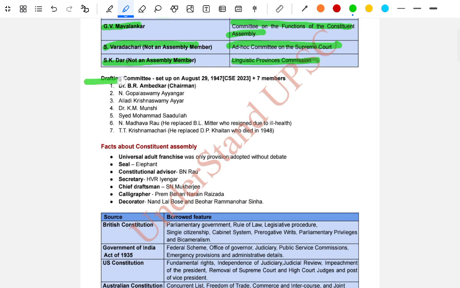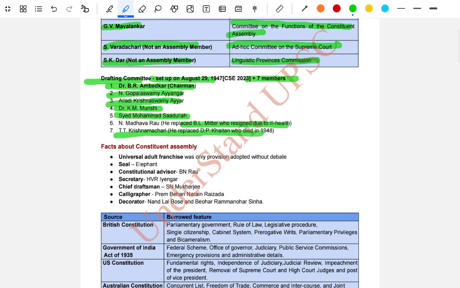The Drafting Committee was set up on 29 August 1947. It had 7 members: Dr. B.R. Ambedkar, Chairman; N. Gopalaswami Ayyangar; Alladi Krishnaswami Iyer; Dr. K.M. Munshi; Syed Muhammad Saadullah; and N. Madhava Rao, who replaced B.L. Mitter, who resigned due to ill health; and T.T. Krishnamachari, who replaced D.P. Khaitan, who died in 1948.